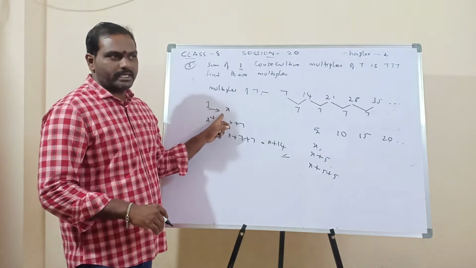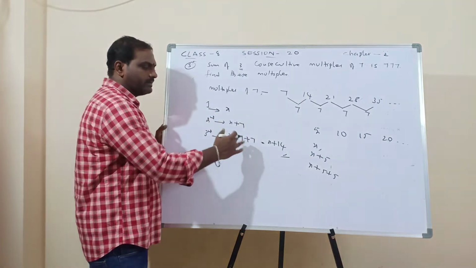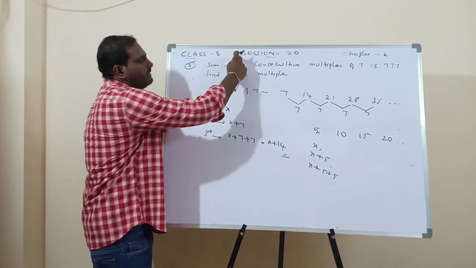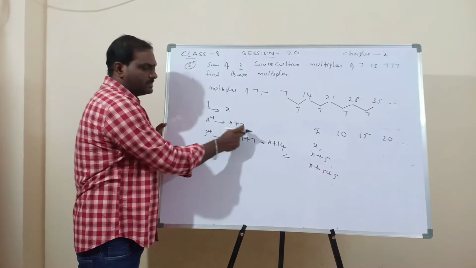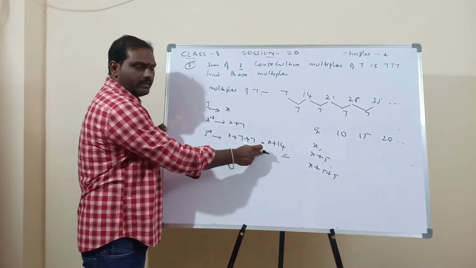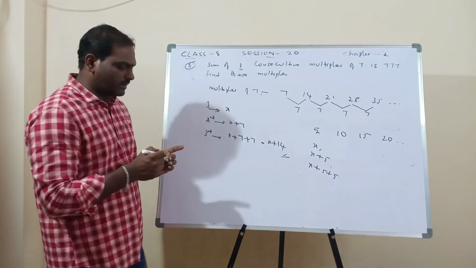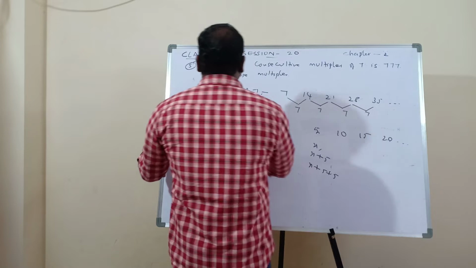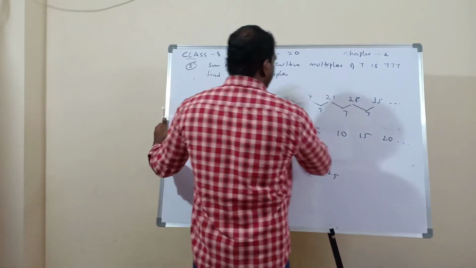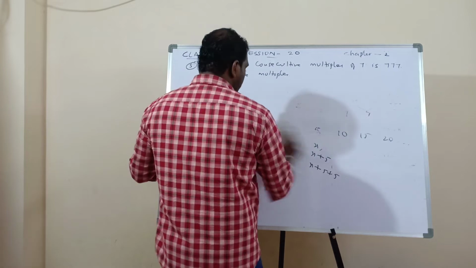First number will be x, second number will be x plus 7 and third number will be x plus 7 plus 7. Suppose if 4 multiples are given, then x, x plus 7, x plus 7 plus 7 and fourth number x plus 7 plus 7 plus 7. Like that you have to follow it. Now this is the trick. Based on this trick, we have to solve the sum.